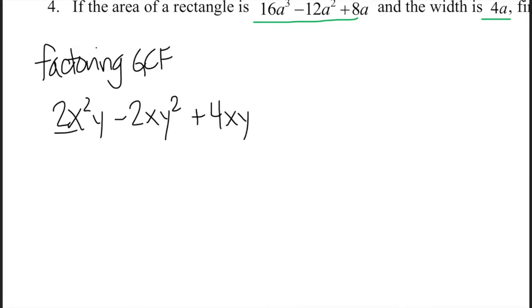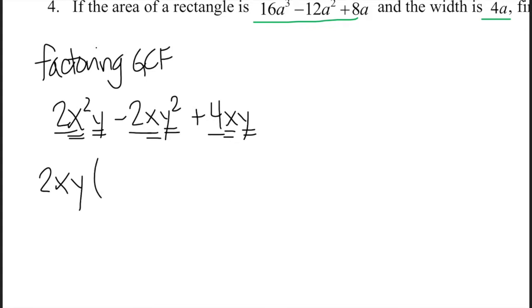When I look at my coefficients, I have 2, 2, and 4. So the biggest thing that I can pull out of all 3 is 2, because I can take 2 out of 2, and I can take 2 out of this 2, and I can take 2 out of 4. So what you do is you actually look for the smallest thing that they all have in common. For my x's, I have x squared, x, and x. The smallest one is x. And for the y's, I have y, y squared, and y. The smallest one is y. That's the greatest common factor for the whole expression.